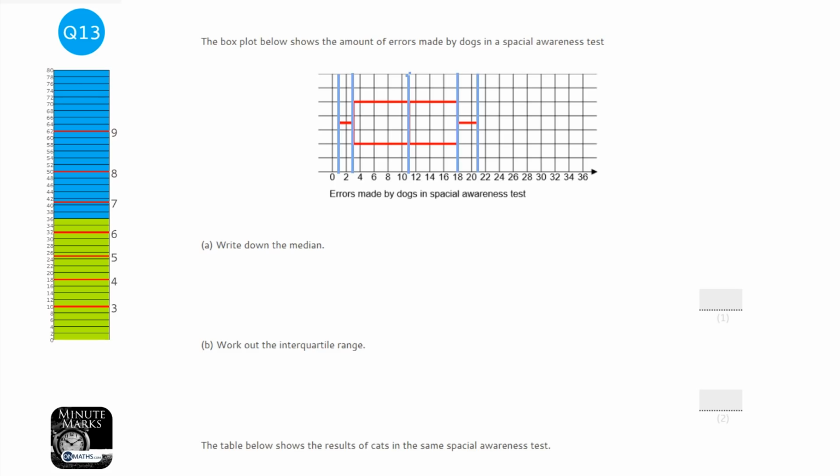So when it asks us for the median, it is halfway between 10 and 12, which will be 11. And it will ask us for the interquartile range. Interquartile range, IQR for short, is the upper quartile take away the lower quartile. So the upper quartile here is 18, and we're going to take away the lower quartile, which is halfway between 2 and 4, which will be 3. So it's 18 take away 3, which is 15.